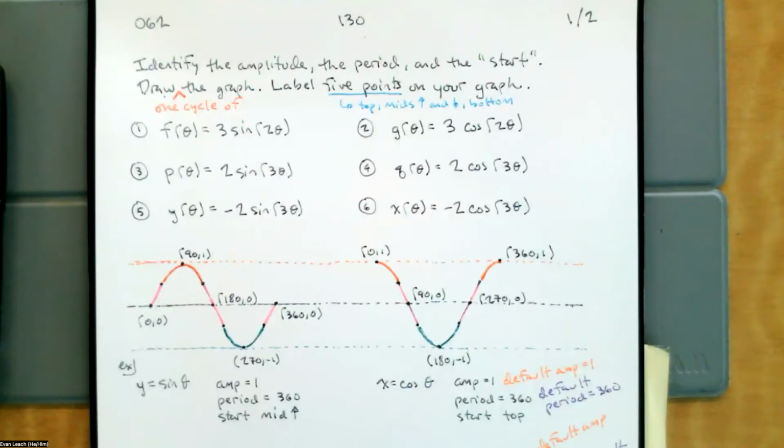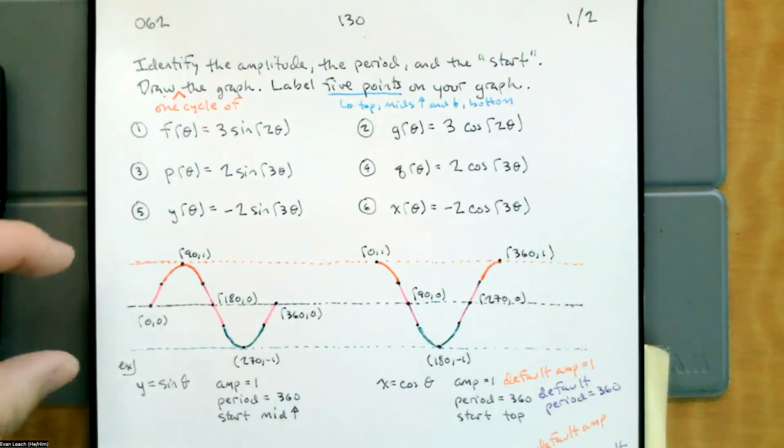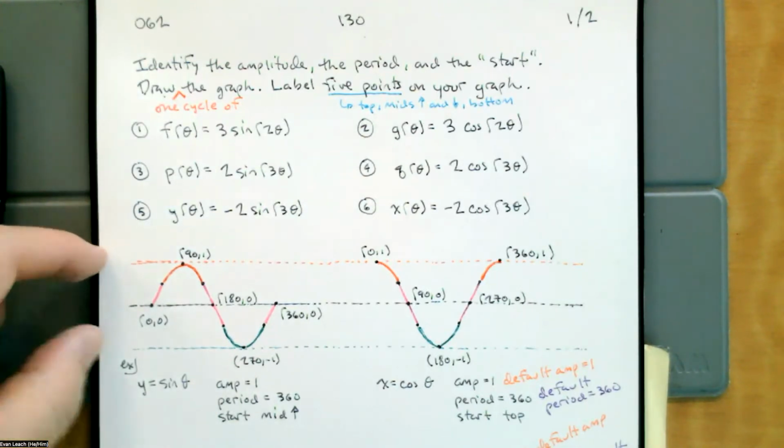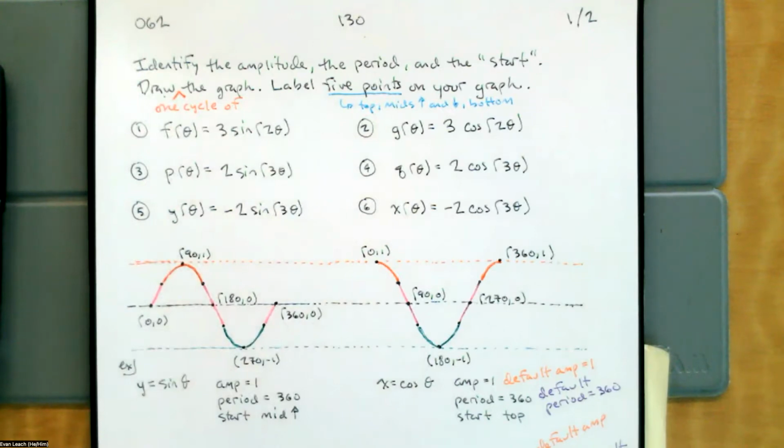So here are 6 functions that we're going to practice reading. And here is our default sine and our default cosine. Our default amplitude is equal to 1, and our default period is equal to 360. Let's remind ourselves of what we do with these coefficients: the coefficient of the trig function, the number on the outside of the trig function, and the coefficient of theta, the number on the inside of the trig function.